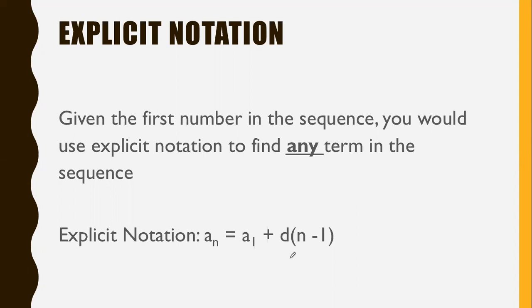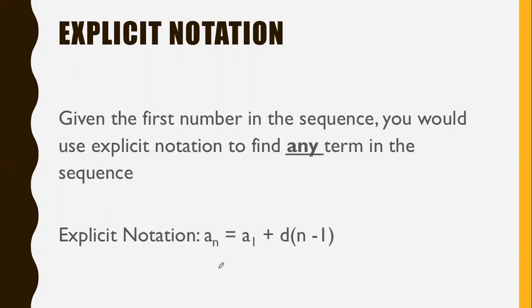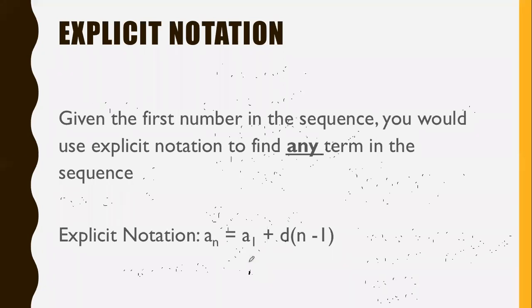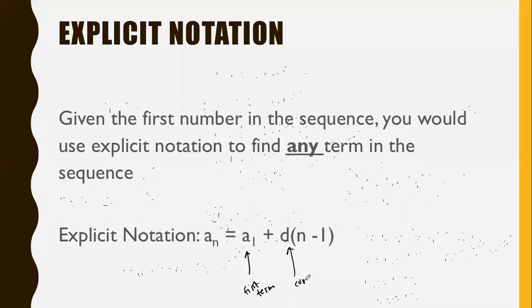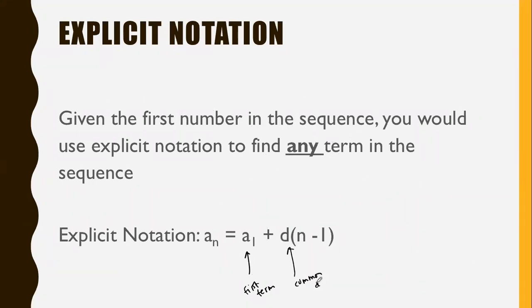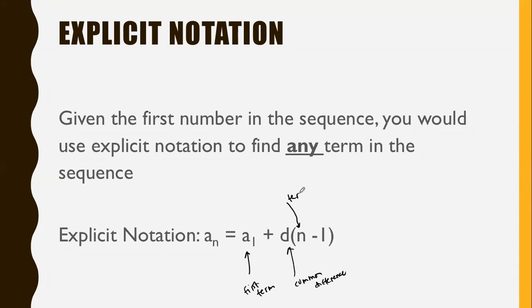Okay, so the equation is A_n equals A_1 plus d times (n minus 1). Where A_n represents whatever term we're looking for. A_1 represents the first term. d represents the common difference still. And n still represents whatever term we're looking for, the term number. We're almost done, guys.